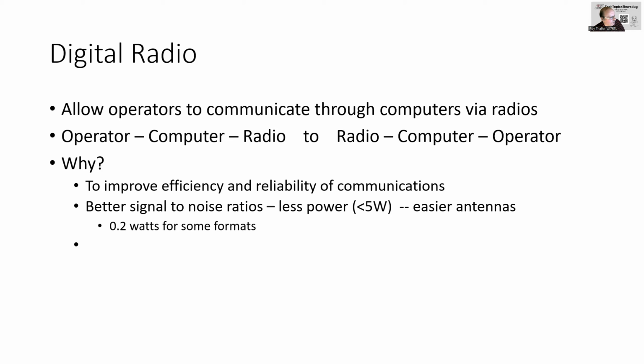So a lot of the digital work you can do with less than 5 watts, and typically less than 50 watts. And it's easier to have lower power antennas. And in some formats, you actually can get down to 0.2 watts. Because you are actually looking for a specific signal, it can pick out that signal in the noise, while you're not relying on picking up single sideband and then trying to figure out what the person is saying. So that's one of the reasons why people are going to digital radio, especially on the HF side.